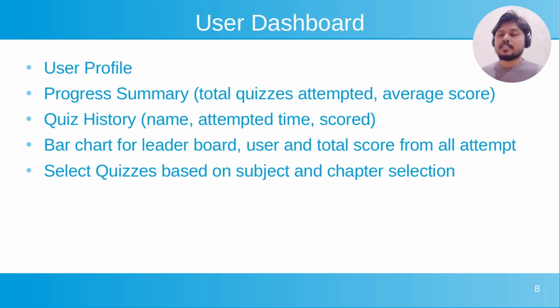And then the last will be the select quizzes section, where a user can attempt the quiz based on their interest in the subject and the chapter. So the subject and chapter selection will be there. So using that selection, user can select the quiz. Okay. So let's start with the user profile section first.